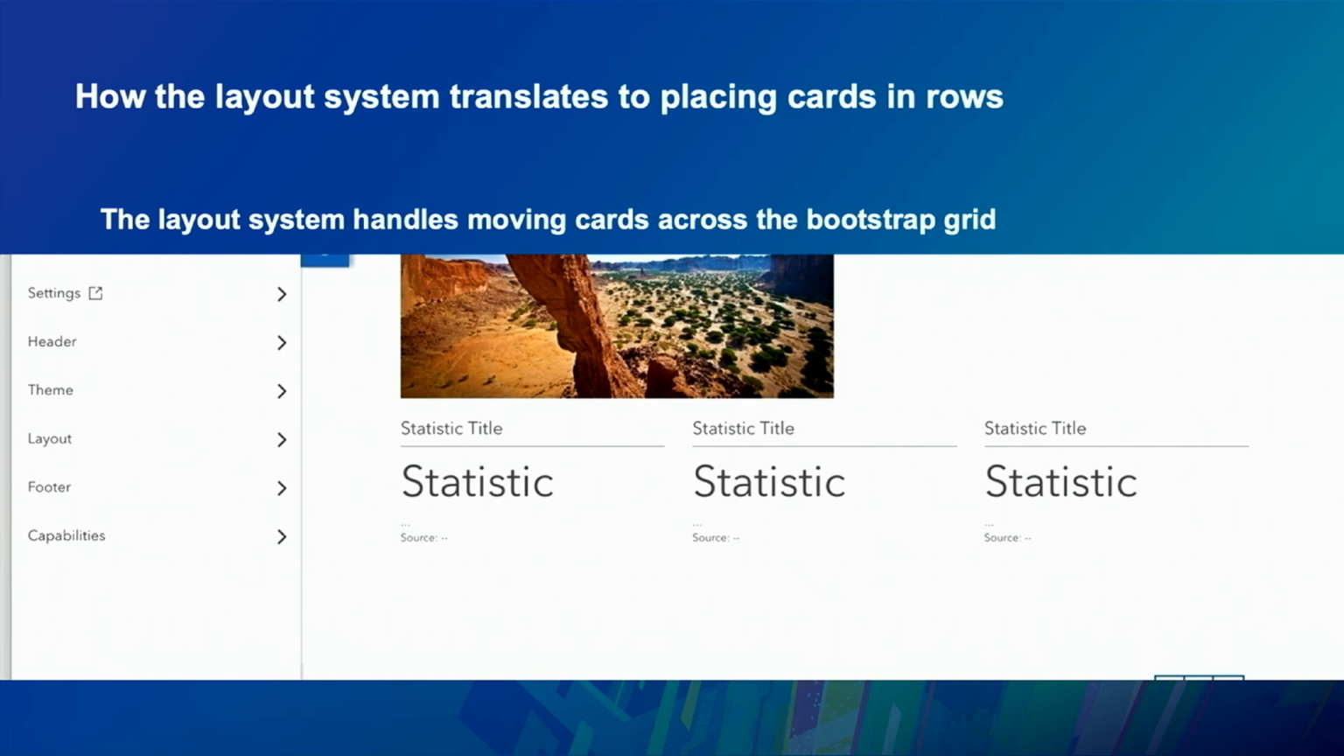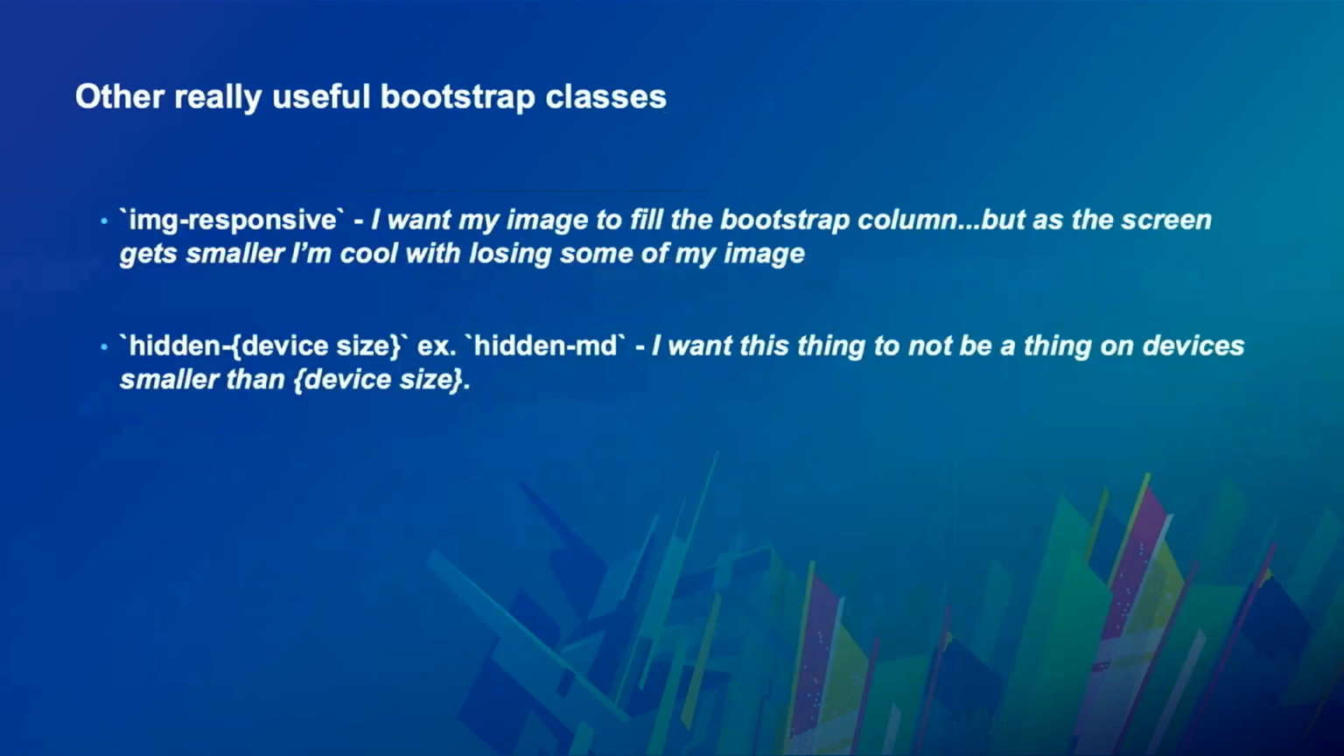But custom headers is a big one. And we have a text card, which we'll talk about momentarily, that allows you to put custom HTML in as well. There's other really useful Bootstrap classes. If you're going to use images in your custom HTML, img-responsive will let it fill the column, and as the screen changes size, the image will reflow to fill the changing container size. So it means that on a mobile phone, you might get less of an image than you would on a full width desktop display. The other really useful one I found out about this week, thank you, Dave, is hidden and the device size.